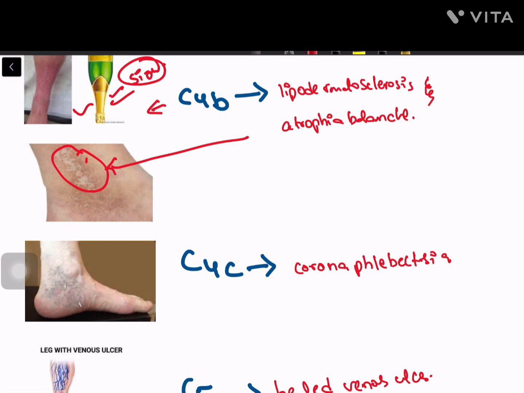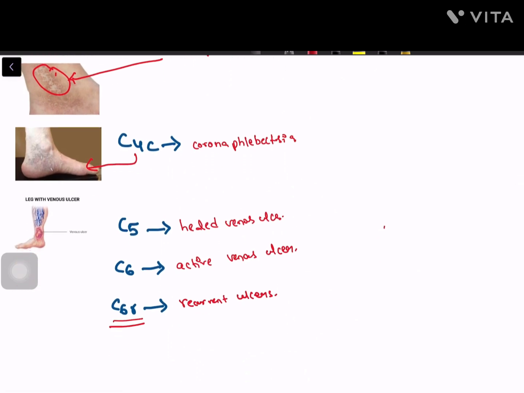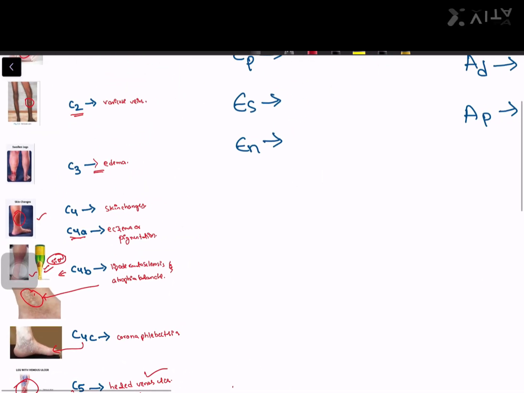And C4C is corona phlebectasia. If you want to know about corona phlebectasia, see the previous video. I explained it in detail there. Next, C5 is healed venous ulcer. We will see the ulcer, active venous ulcer and recurrent ulcers. That is complete about clinical.